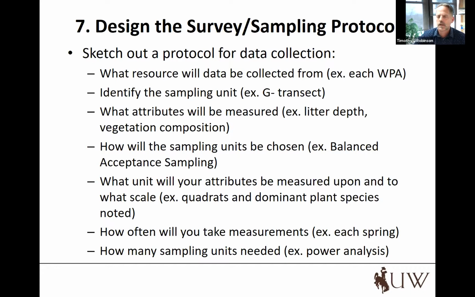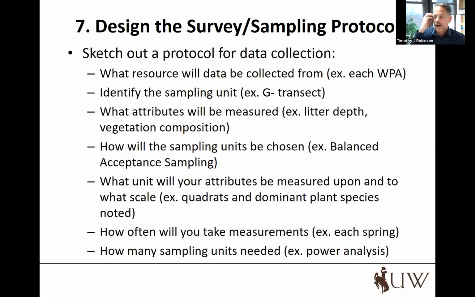In this particular case, this involves what scale of measurement is your management being conducted on? And it's at the WPA level. So we need data collected from each of the WPAs, because those are what we're actually managing. Now, I told you that these WPAs are several hundred acres in size. There's no way that you can census litter depth or even get a census of vegetation composition for each of these. So that implies you have to take a sample.